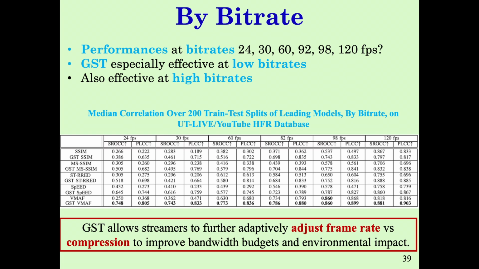This shows the correlations at different frame rates. What it shows is when you train all these models, SSIM, RED, SpEED, VMAF, with and without these new features, you get very large increases in performance, especially at lower frame rates. I'll just read a couple here since I didn't know this was going to be so tiny.